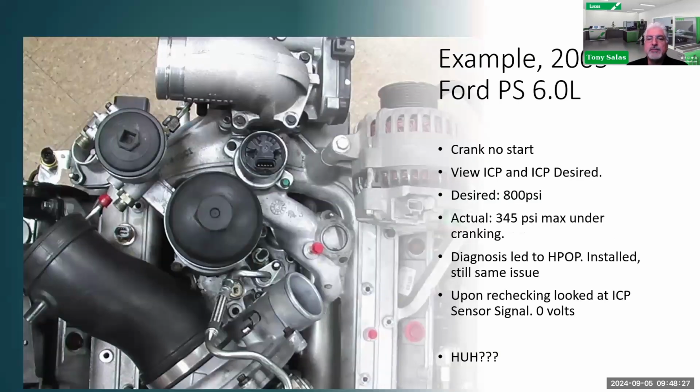So here's an example. Working on a 2005 Power Stroke 6-liter, came in with a crank no start. You look at the ICP and the ICP desired. Desired was 800, but actual was 345, and that's the maximum it would go. They pressure tested, they did all their diagnosis of the high pressure system, to make sure you didn't have any leaks.